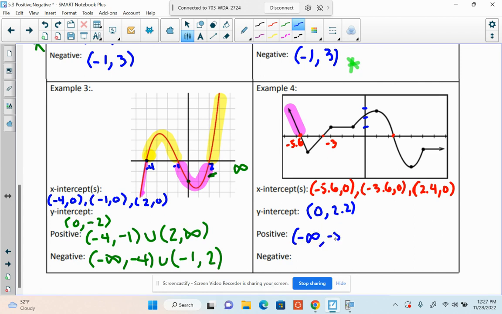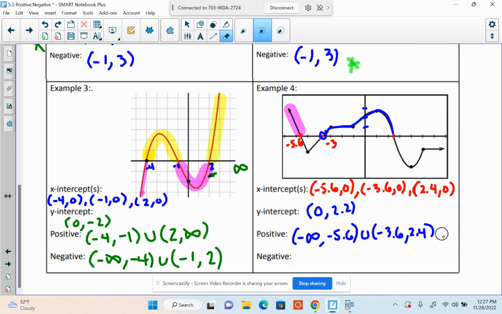Infinity to negative 5.6. Then we'll pick up again here at negative 3.6 and go all the way over to 2.4. And then that's it. From there, it stays below the x-axis. So we've identified all the places where it's above the x-axis. Now we have to identify where it's below. Where is it below the x-axis?